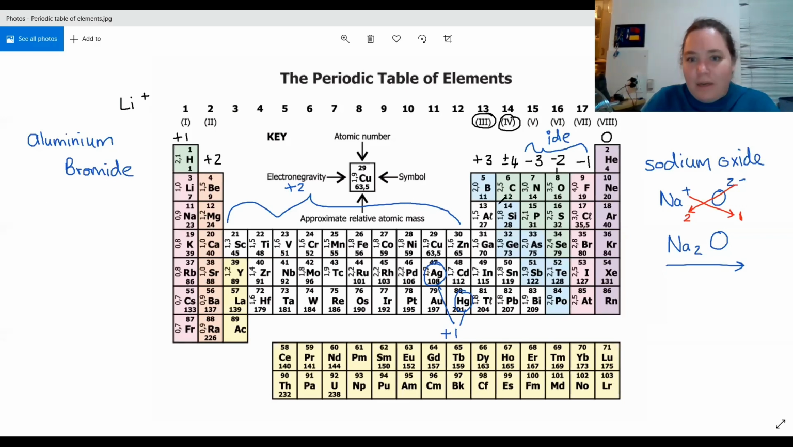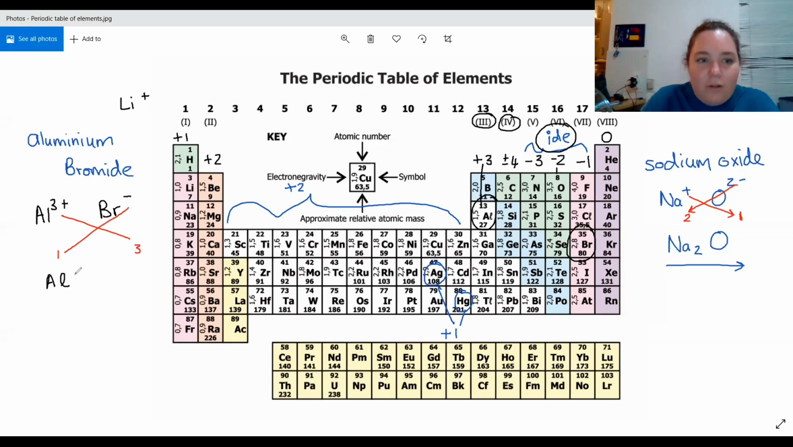So if I look for aluminium, I find aluminium over there. And I look up and I see it's in group 3. So this is Al3+. Then I look for bromide because it's an ion, it ends in IDE. So bromine makes bromide. I see it's in group 7. So that's Br-. Then I remember that when I bring these down, that's going to bring a 3 there and a 1 there. And then I write down that it is AlBr3.